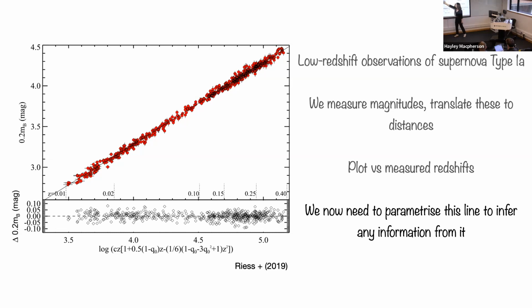And we're interested in using these objects to learn about the cosmology of the universe, or how the universe is expanding. And in order to do that, in order to extract any cosmological information from this line, we need to parameterize it. So we need to write down the line in terms of our cosmological parameters, and that is where the FLRW model comes in.